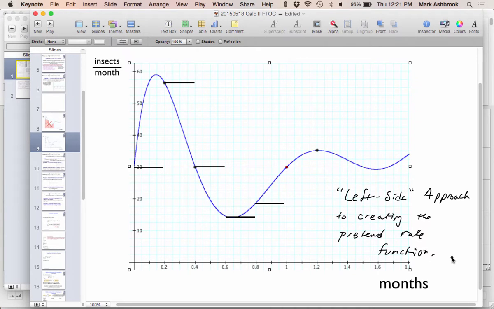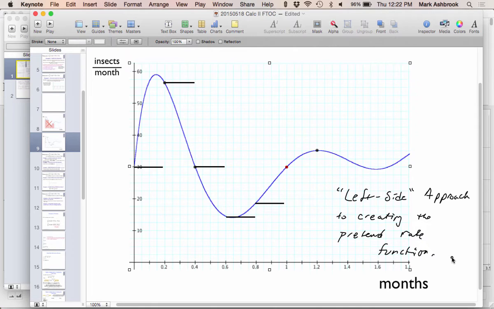Okay, you could also use a right side approach. You'd pick off the actual rates on the right side of the interval, and that would be the constant rate for each interval. You can use the midpoint, right? What's the rate at the midpoint of each interval? Make that be the constant rate for the whole interval, okay? Left side is maybe most common and most convenient because it's the starting value.